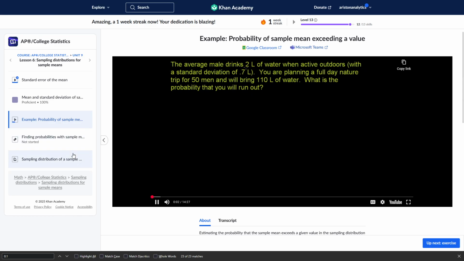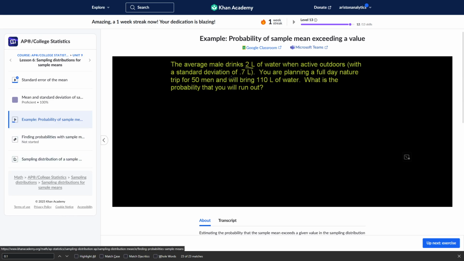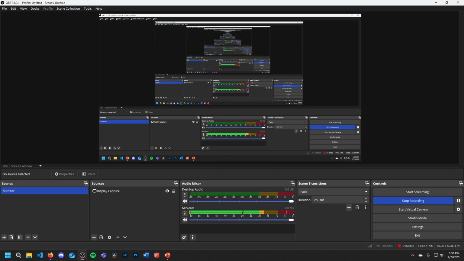The average male drinks 2 liters of water when active outdoors, with a standard deviation of... Okay, I need to go, and I'll be back in a bit for one more round of math.